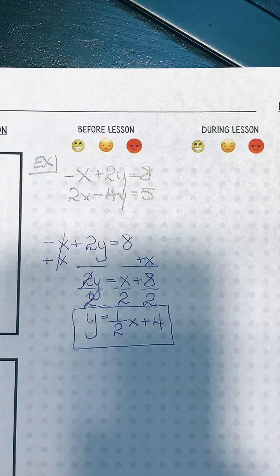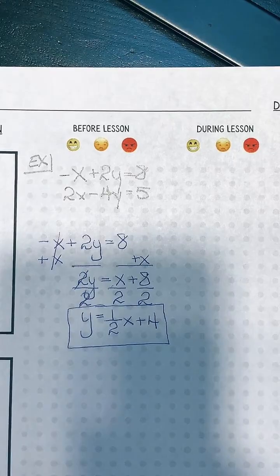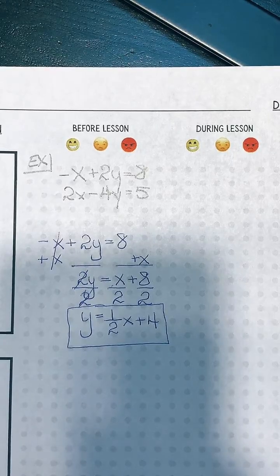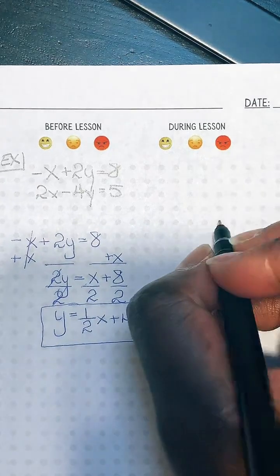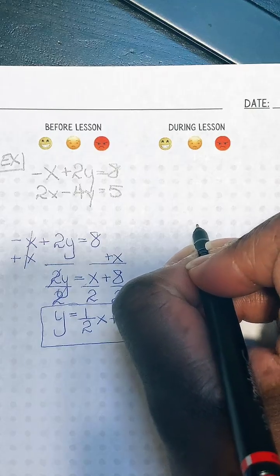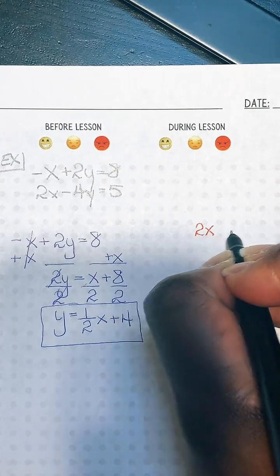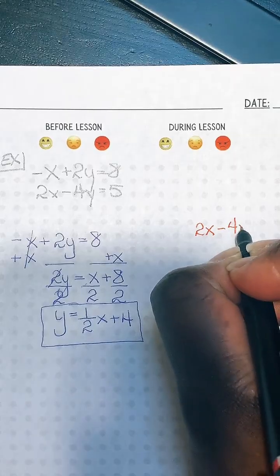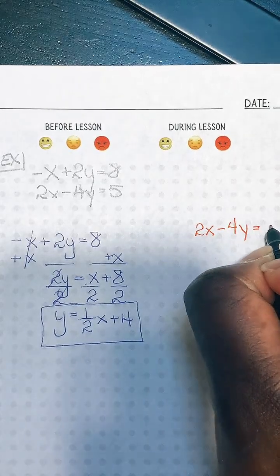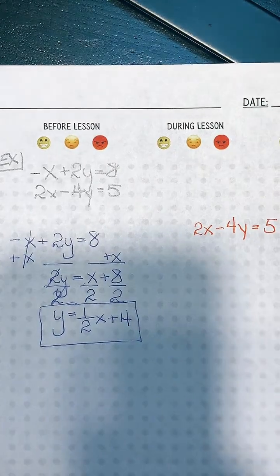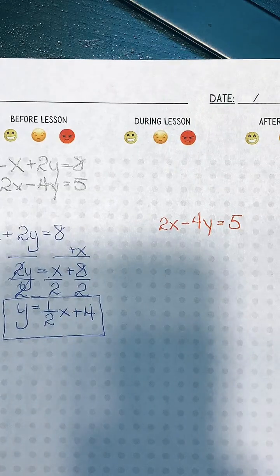Okay. So now, let's do that second equation. So we have 2x minus 4y is equal to 5. Not a problem. Good. Very helpful. Oh, good. Glad you're finding it.